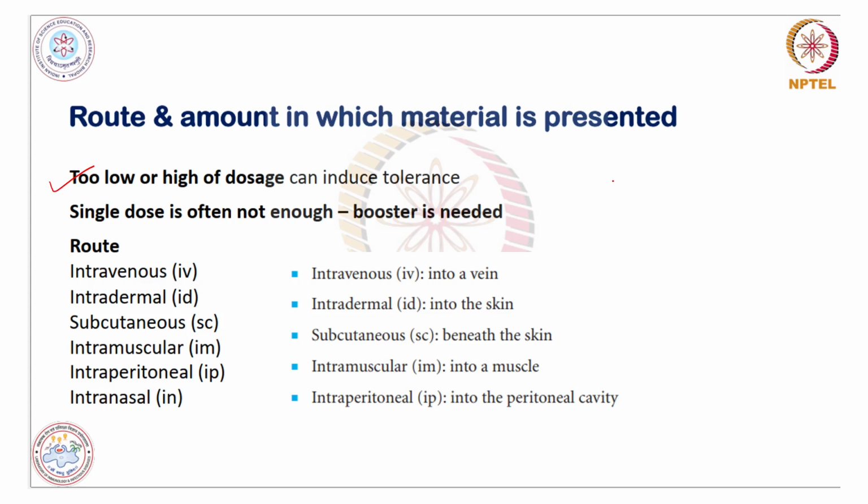So what happens if the dose is too low? The immune system will not recognize the antigen and it will cause immune tolerance, and this antigen will not be recognized. The second case is if it is too high, then what will happen?